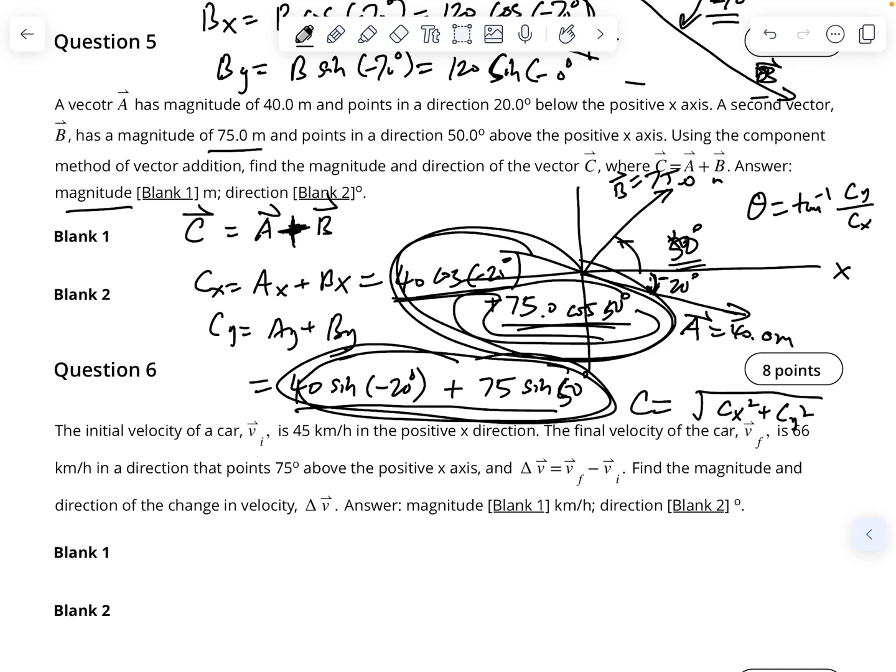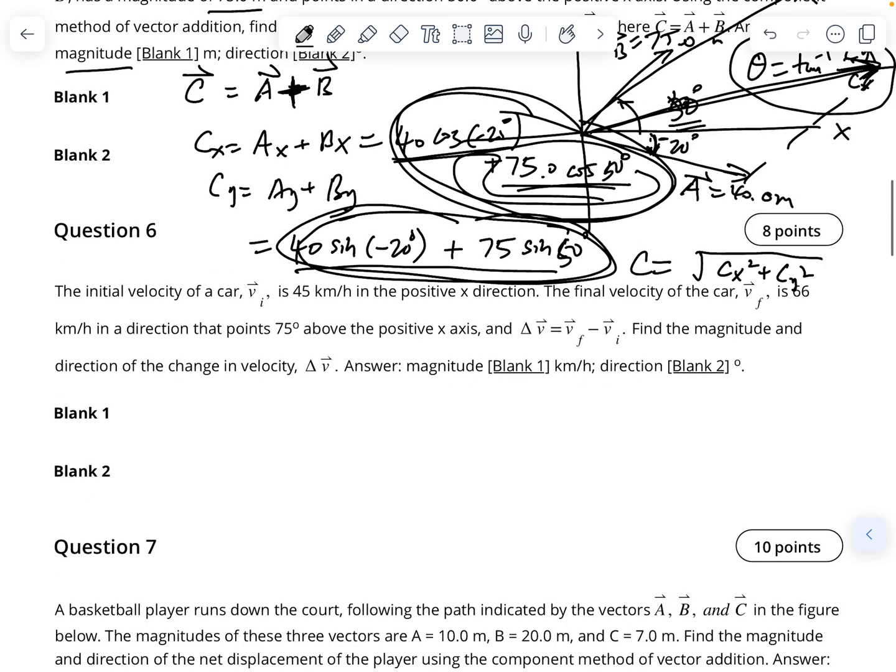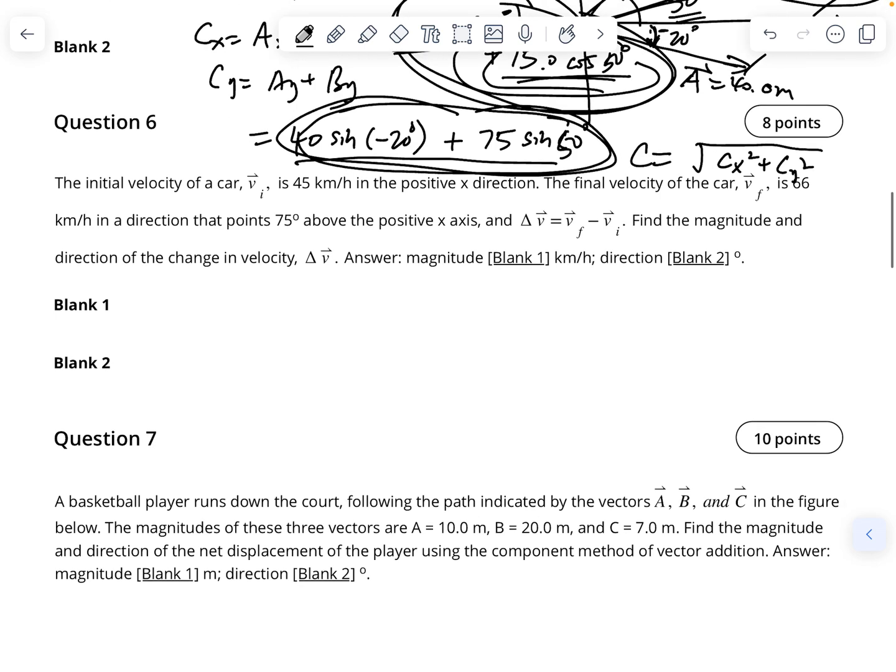And make sure you have a right triangle, or right angle, right? So it looks like this is B, and A and B add together. You can tell if you add them together, it will be a first quadrant angle. So C, x and y both positive. So whatever angle you get from the inverse tangent function will be this right angle. All right, so that's number 5.